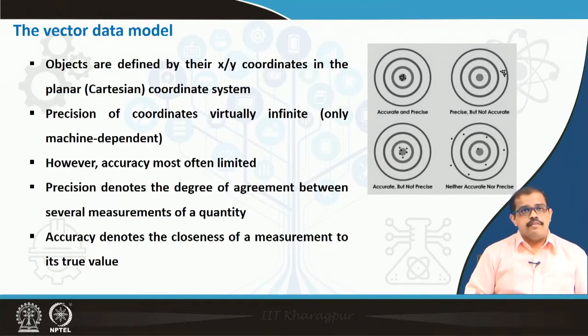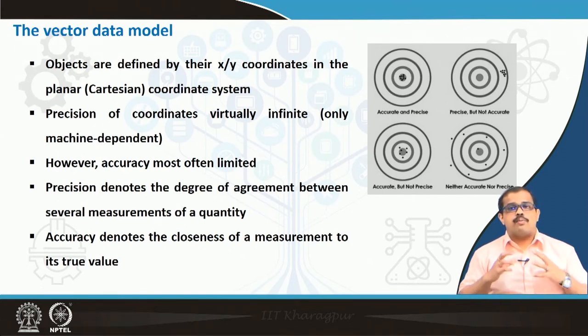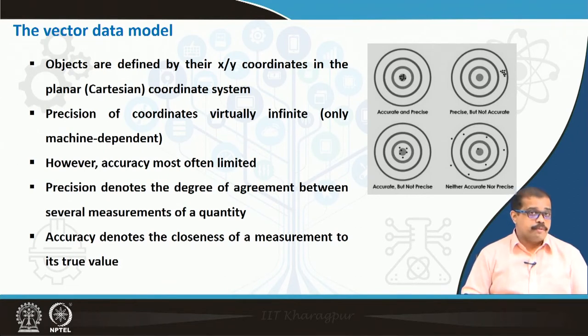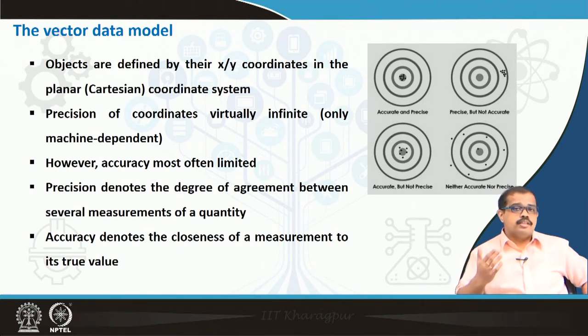Okay. So, in a vector data model, as I said, objects are defined by their xy coordinates in a planar coordinate form. When you look at the precision of coordinates, it is virtually infinite, but quite machine dependent. So, it is dependent on how you represent it, how you actually work on it. However, the accuracy is most often quite limited. The precision denotes the degree of agreement between several measurements of a quantity. So, though we say it is not precise, the precision depends on what you are actually measuring on the ground to the database. Then accuracy denotes the closeness of measurements to their true values, but it is always quite limited.